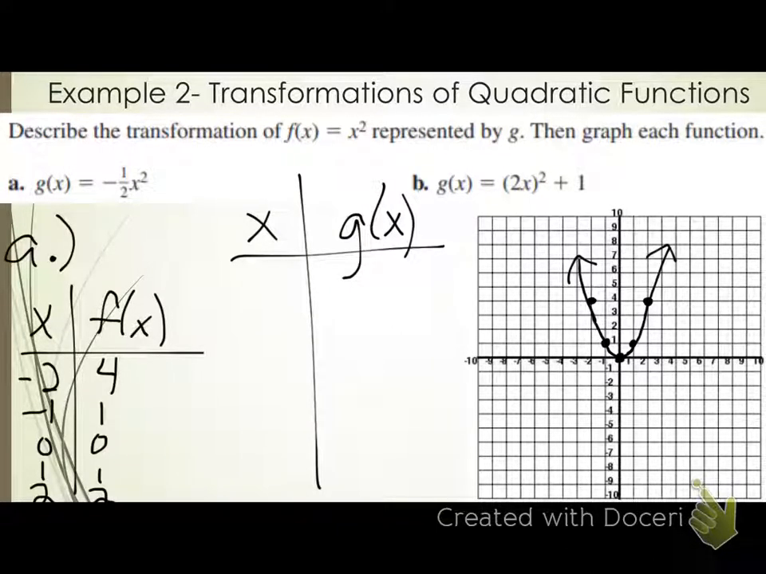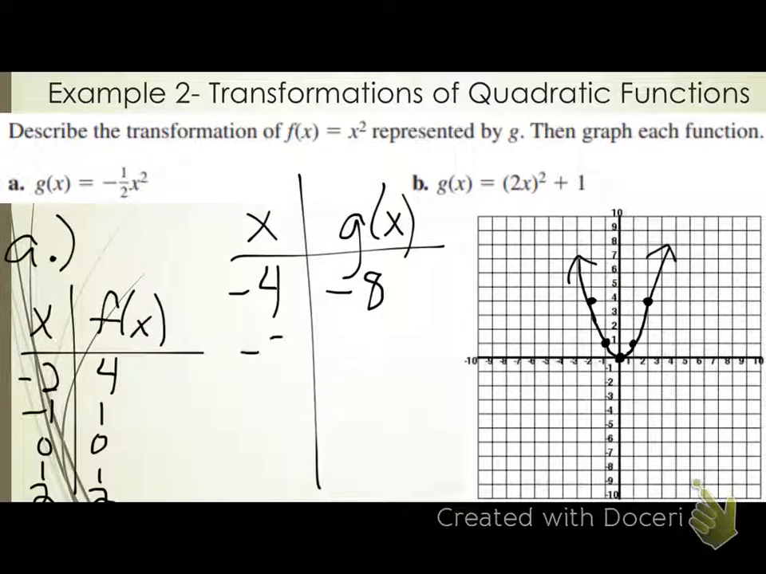So what are some values you want to plug in for x here? Keeping in mind we have a negative or a fraction out front, we're probably going to want to do multiples of 2. So negative 4 might be a good one. Let's try negative 4, see what happens. What's negative 4 squared? 16. And then 16 times negative 1/2 is negative 8.